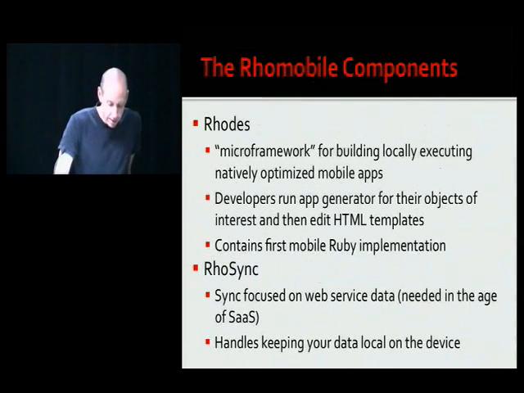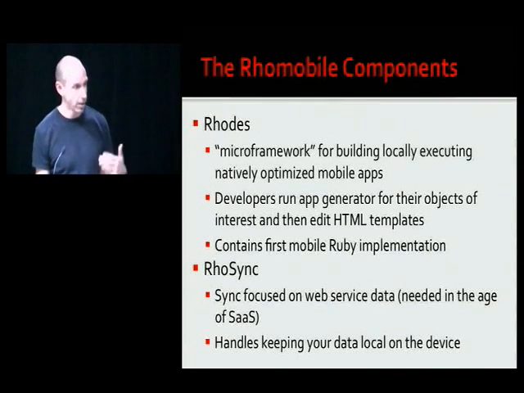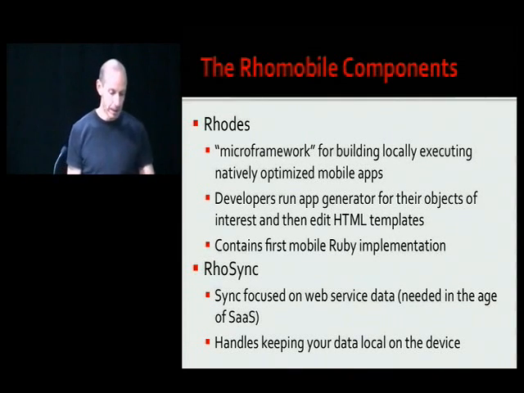So the 2 components that you'll generally use in your apps are Rhodes, which is a micro framework for building locally executing, natively optimized mobile apps. You'll basically run an app generator for the objects that you care about, and then you'll edit HTML templates. Then you'll just do a build, and then you'll have a functioning app. We have rake scripts that do builds for all of the major smartphone OSs.